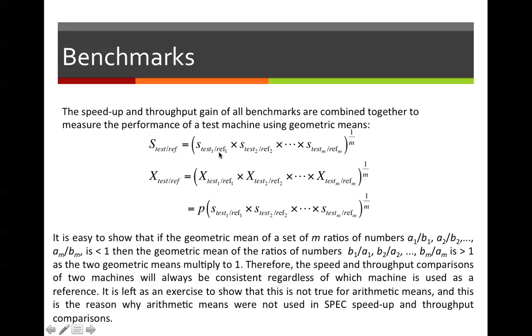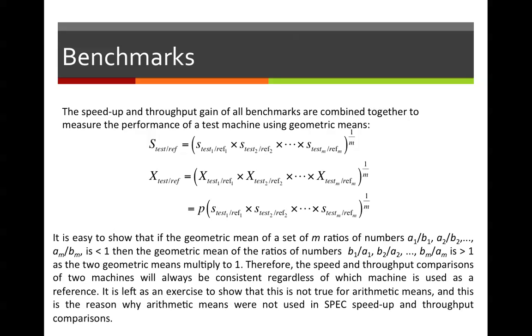And so each of these would have given us x of test 1 over ref 1 would have been p times this s test 1 over ref 1, and the same way for the other terms. But all these p's multiplied m times is just p to the m that you get out of this, and then that comes out and becomes a factor. And so the average rate is p times the average speedup, which is nice because it just maintains this proportionality even when you take a whole bunch of benchmarks and put them together by way of these ratios.